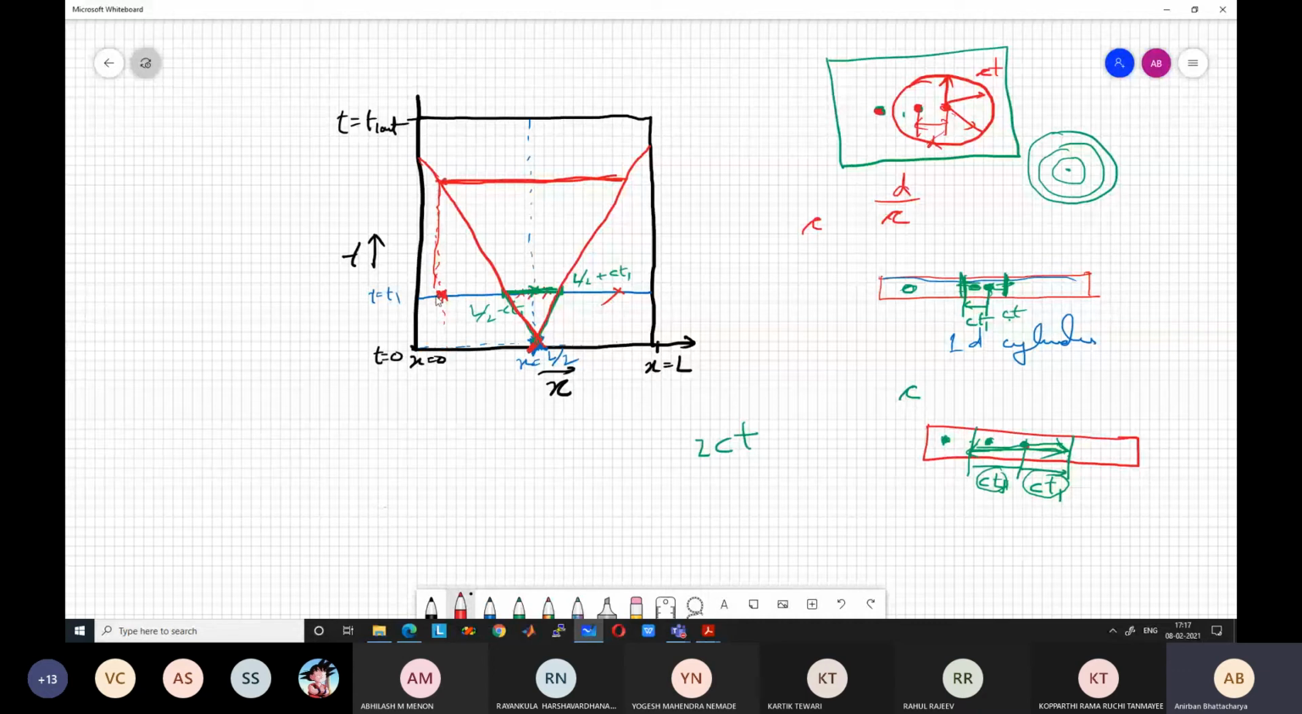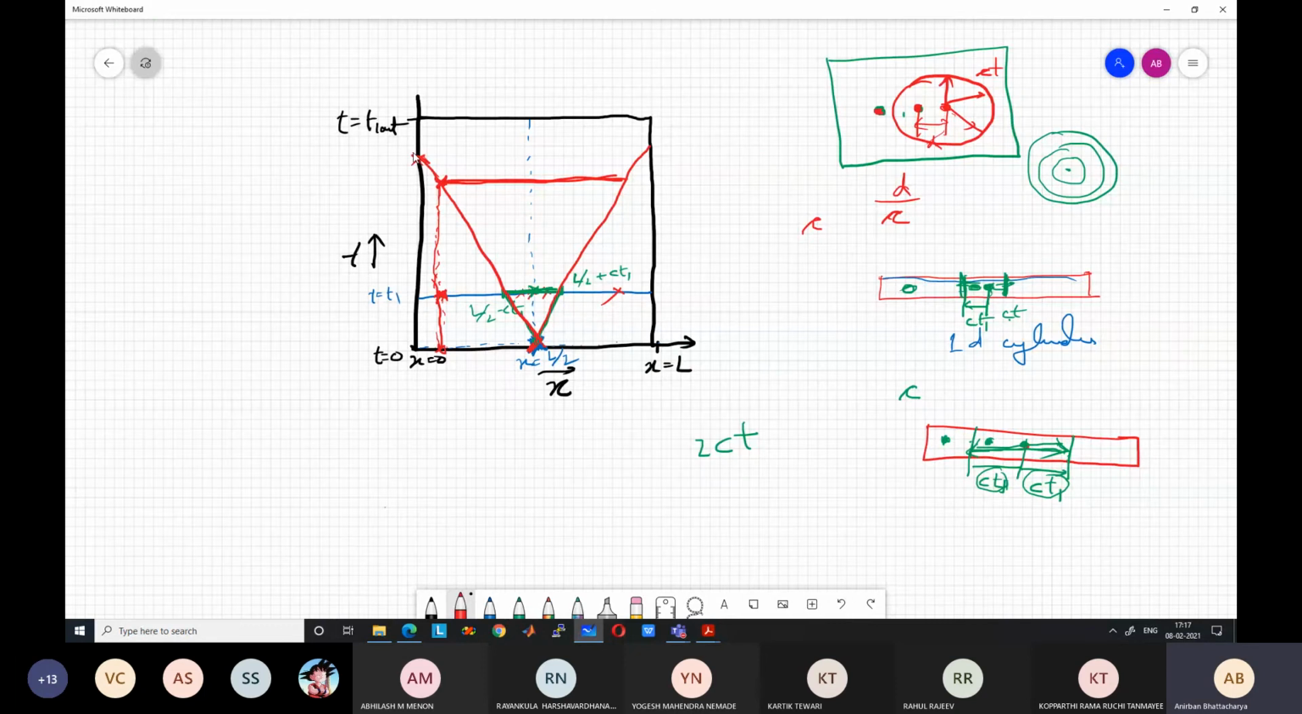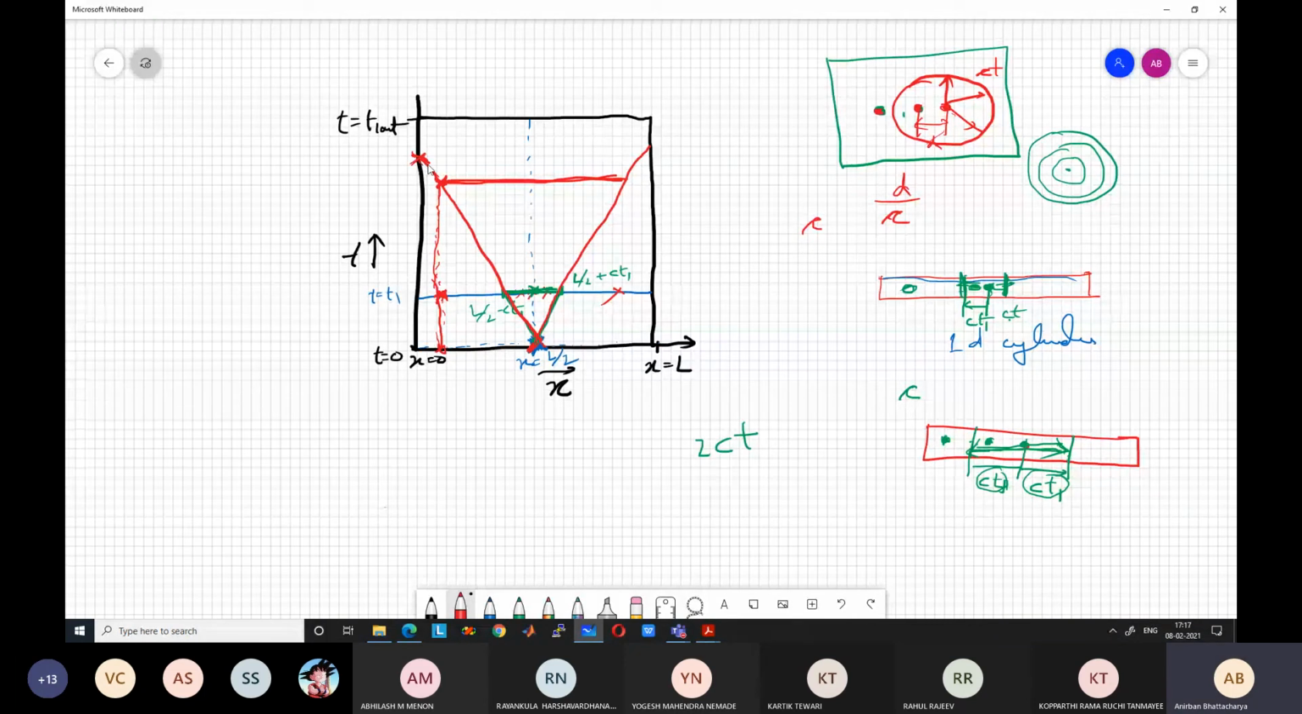So ultimately, any person sitting at the boundary will also feel it after a certain time. So these two lines, L by 2 minus Ct and L by 2 plus Ct, are the equations of the two lines for this particular case. These lines denote the characteristic lines, and the region bounded by these lines is the zone of influence of this point.